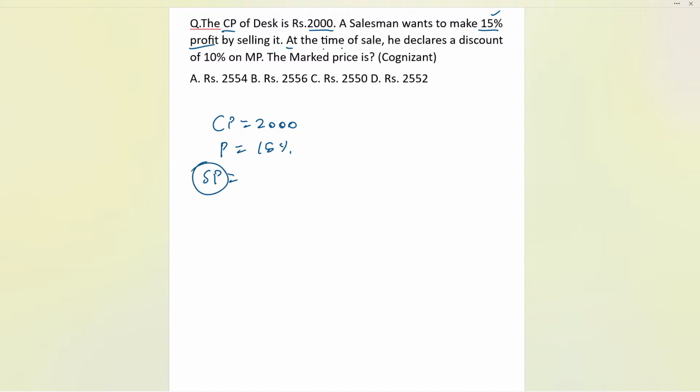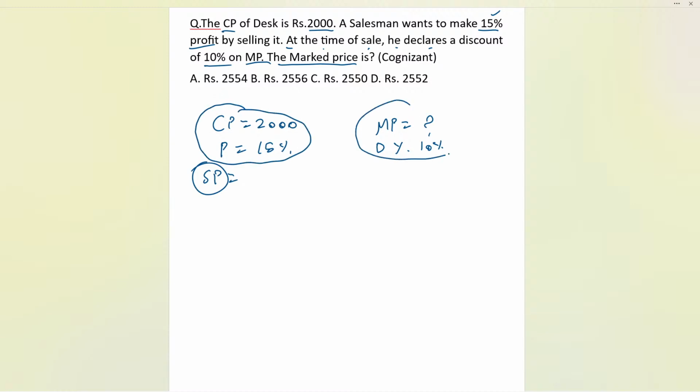Further, at the time of sale, he declares a discount. Okay, he's talking about a discount also. How much? 10%. Now, do we know the market price given in the question? No. That is the thing that is asked. So we'll calculate. Now observe that the cost price and profit are given to us over here. Market price and discount are observed over here. I have the relation between these two parts as the selling price, the sale price. That is the common part we have.